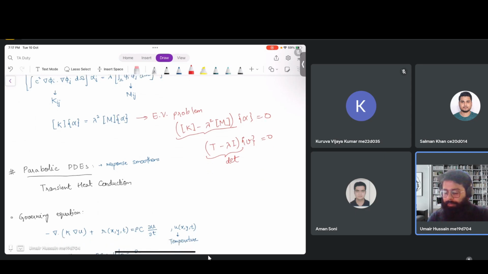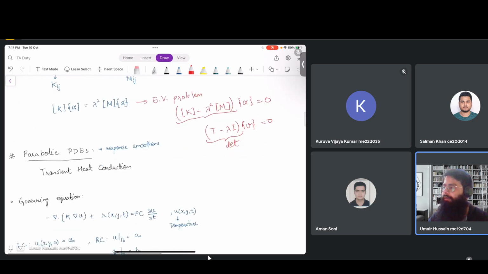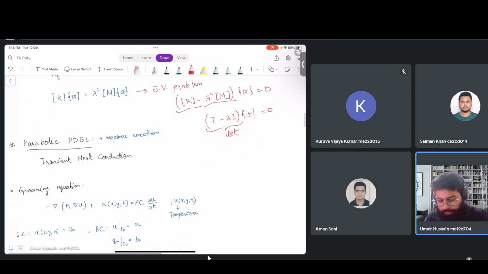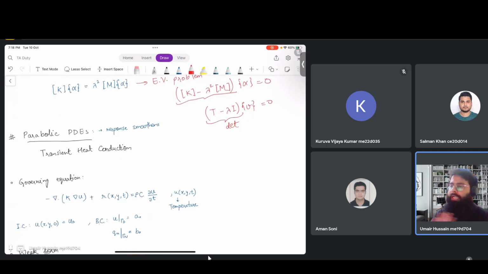Okay, so next are the parabolic partial differential equations. In these types of equations, we have, in layman's terms, a first order time derivative term. A classical example of such a problem is the transient heat conduction equation. The special thing about these problems is that the solution smoothens with respect to time. If you provide a heat flux at a boundary, the temperature quickly rises at that boundary, then it slowly diffuses and smoothens up. The profile will become flat.